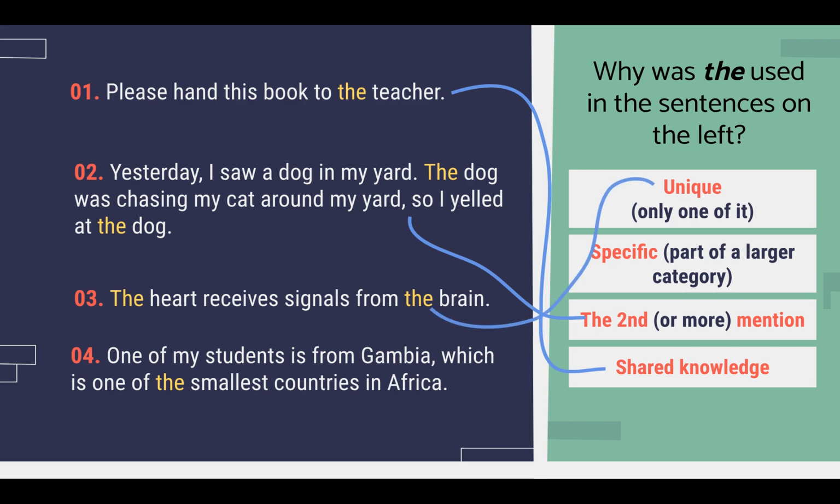Number 3, the heart receives signals from the brain. This one is unique, right? There's only one heart in your body and only one brain in your body.